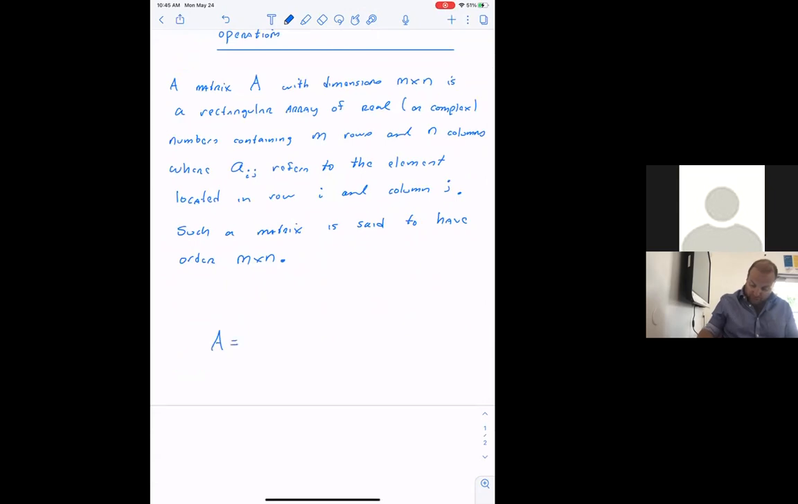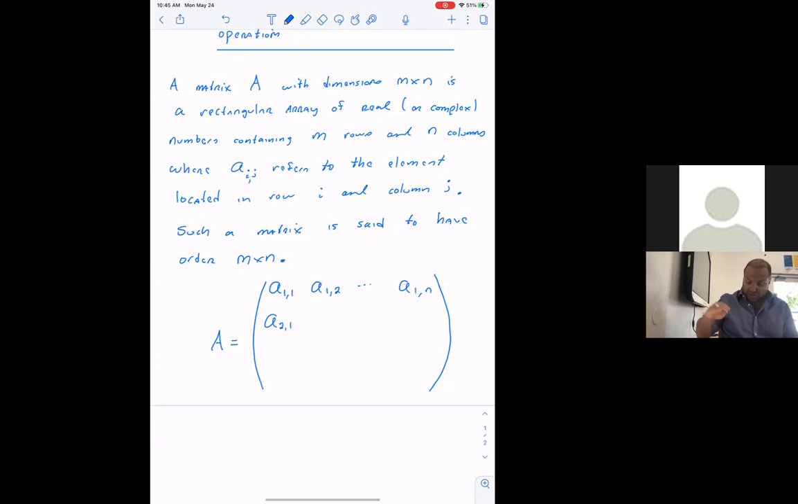So a picture would help. A equals, and then we have this shape. It's a rectangle. The first entry is A11. Notice you put a comma in between them, so we don't read it as eleven. A11, first row, first column. A12, first row, second column, all the way to A1n, first row, nth column.